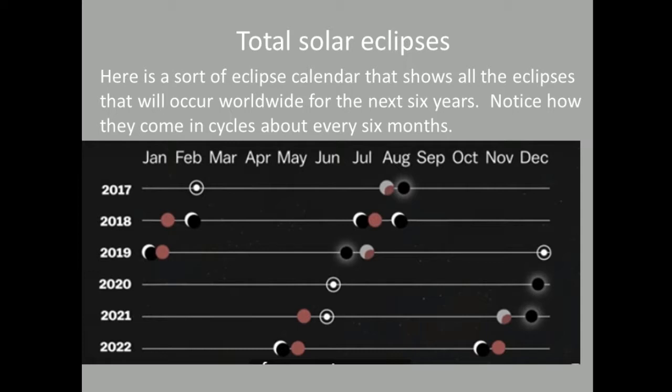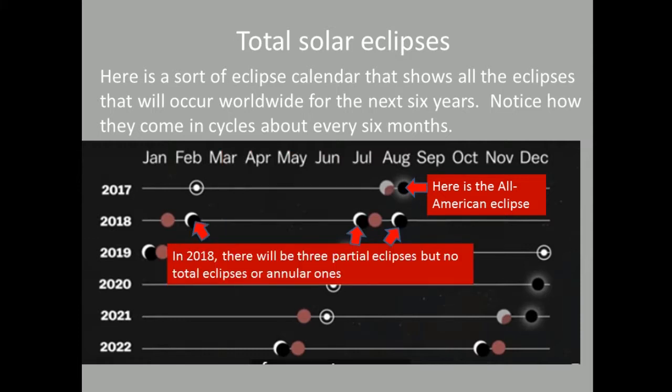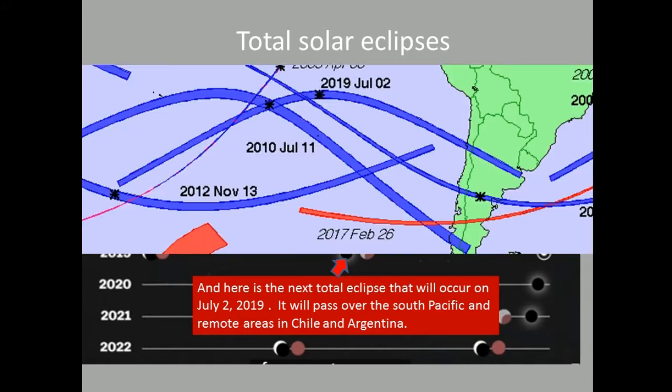Here's a sort of eclipse calendar that shows all the eclipses that will occur worldwide for the next 6 years. Notice how they come in cycles about every 6 months. Here's the All-American eclipse in August of this year. Here's an annular eclipse that occurred last February in the South Atlantic. In 2018, there will be 3 partial eclipses, but no total eclipses or annular ones anywhere on Earth. And here is the next total eclipse that will occur on July 2, 2019. It'll pass over the South Pacific and remote areas in Chile and Argentina. It's that one right there.